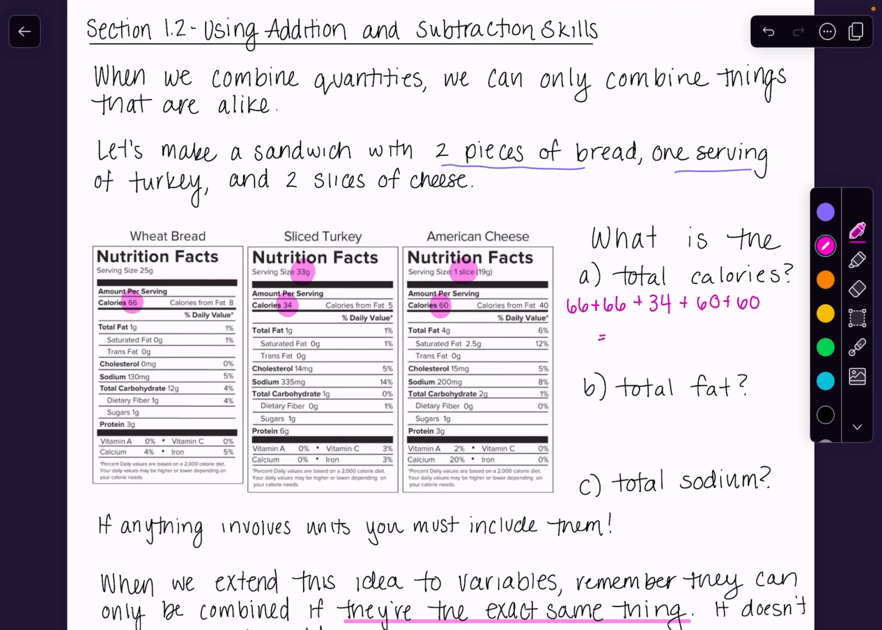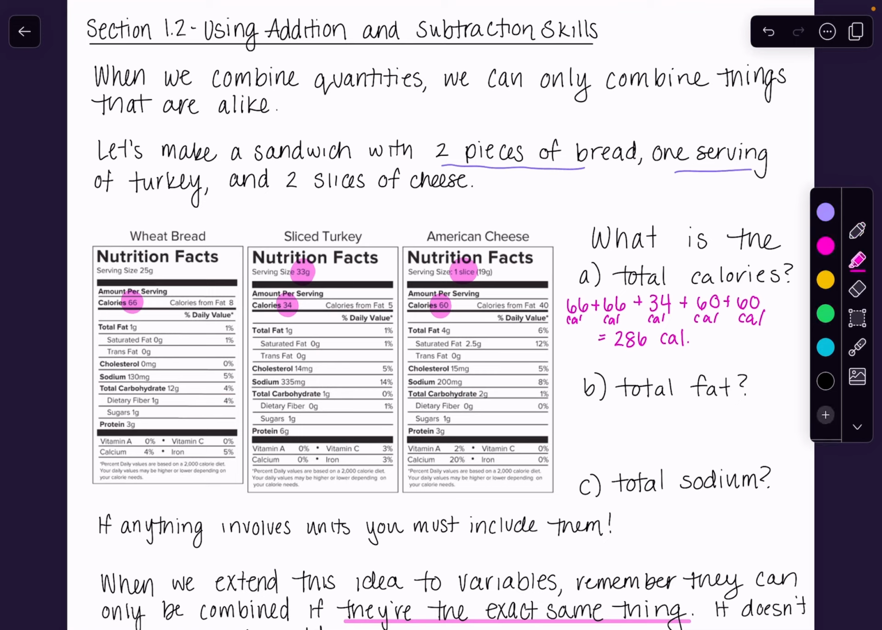So if we add all of these together, it would be 286, and then the units in this case are calories. So my sandwich is going to be 286. I didn't write it after each one just because it would kind of be redundant to have to write 66 calories plus 66 calories plus 34 calories plus 60 calories plus 60 calories. But in the end, the unit is calories.